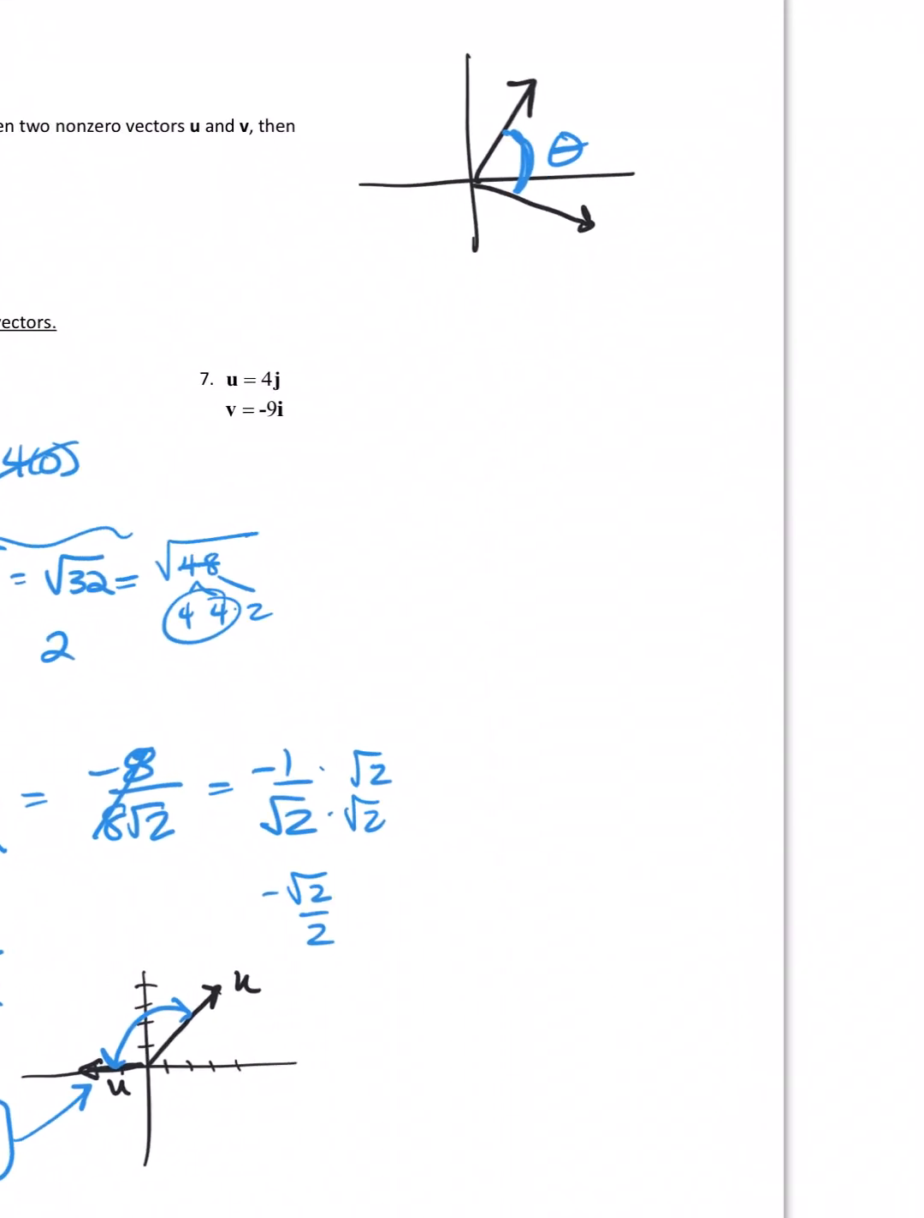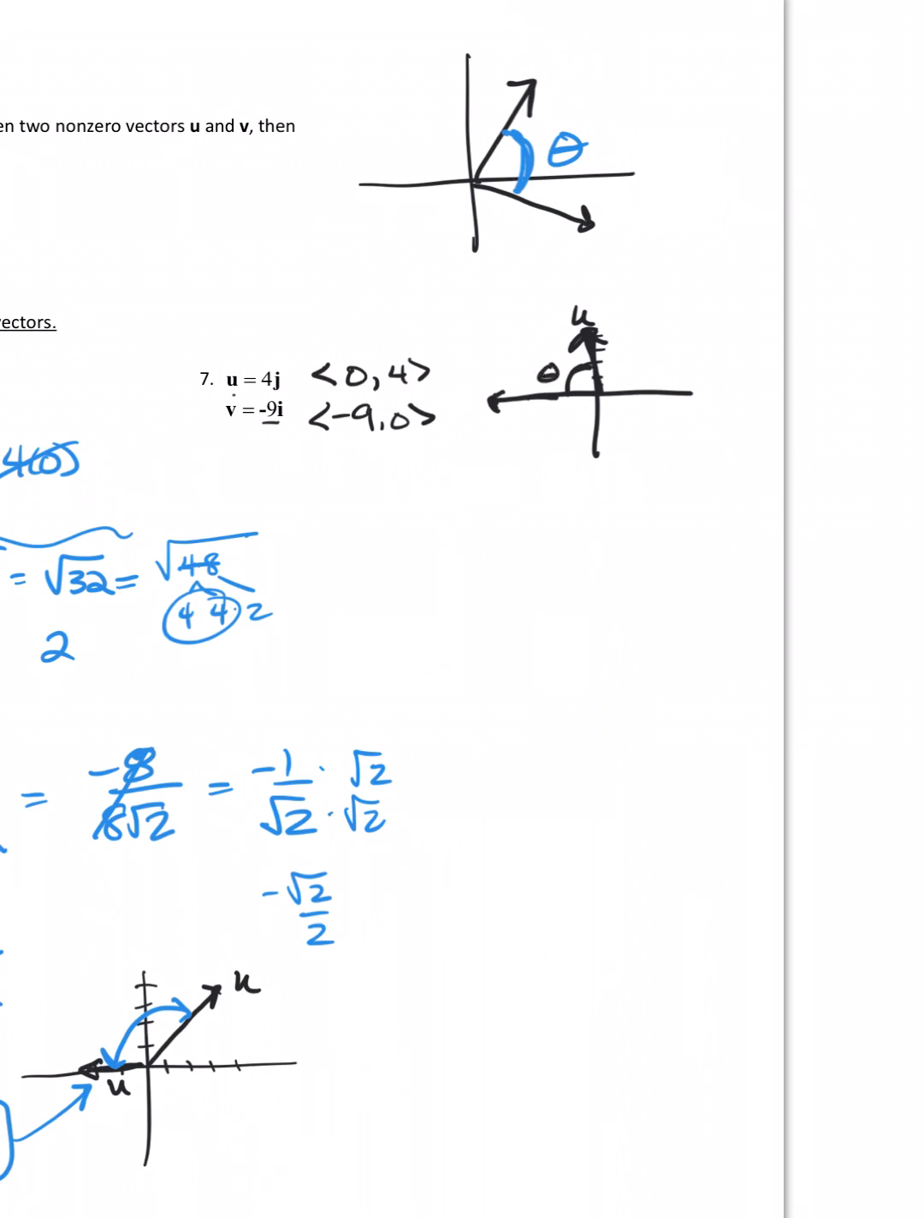Feel free to pause the video, try it on your own, and then check it, or just keep watching if you need more instruction. All right, so let's do our vectors first. For u, if I rewrote it as a component vector, remember it doesn't have an i component, so that means it's 0, 4. So that's 1, 2, 3, 4. So it's up here. There's u. And v has a horizontal component of negative 9, 0. So negative 9 is way out here. All right? So I'm looking for this angle right there.